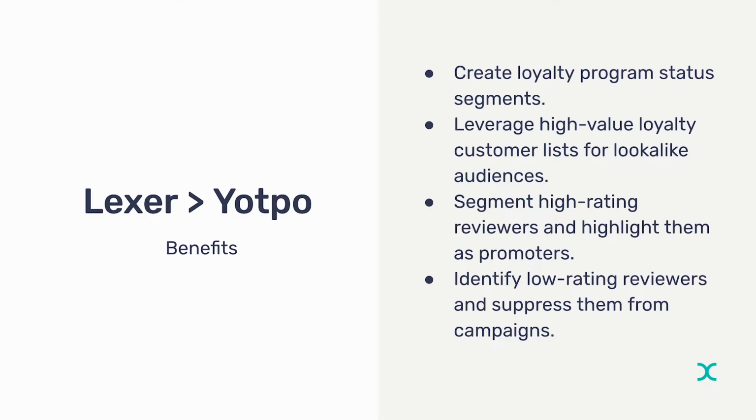Some benefits of a Yotpo integration include the ability to create loyalty program status segments in the Hub, or leverage high-value loyalty customer lists for lookalike audiences. You can also use your Yotpo data to segment high-rating reviewers and highlight them as promoters, or identify low-rating reviewers so you can suppress them from campaigns. But let's jump back into the Hub and connect our account.